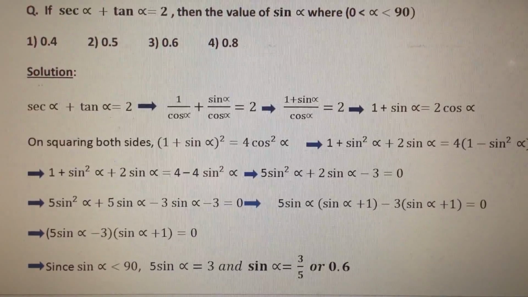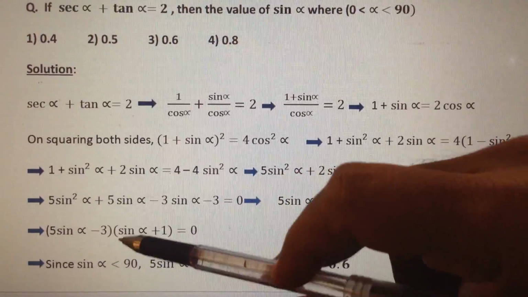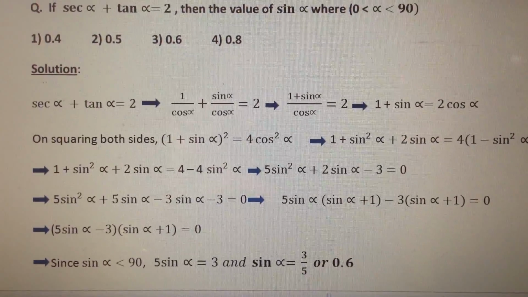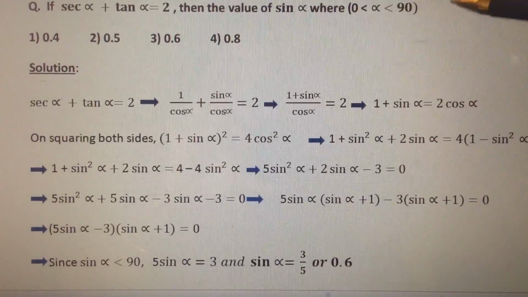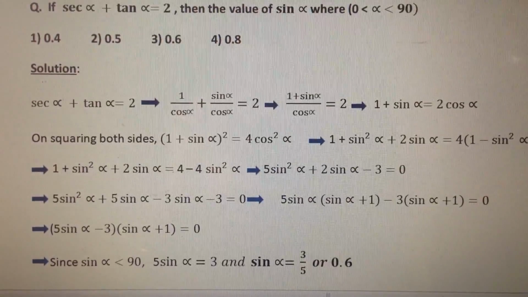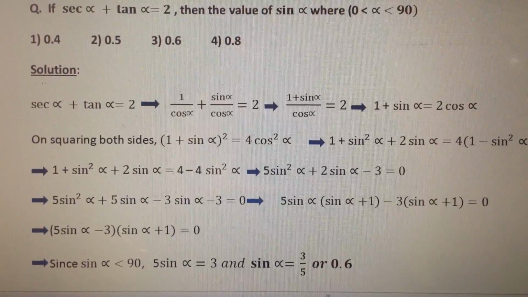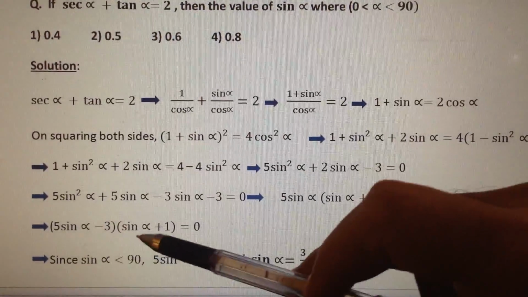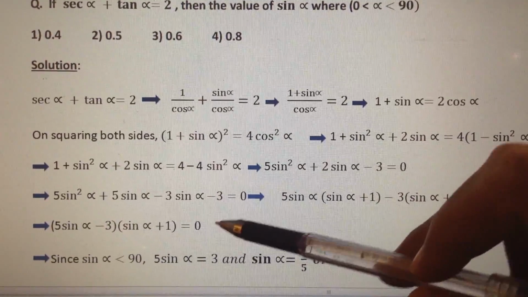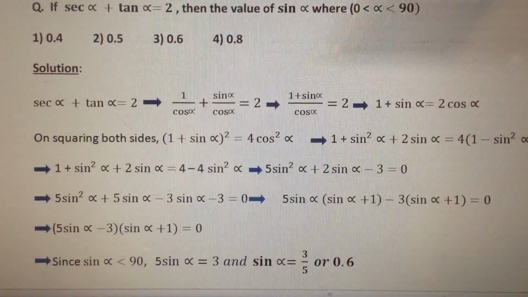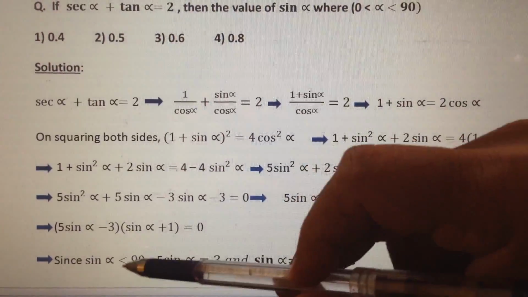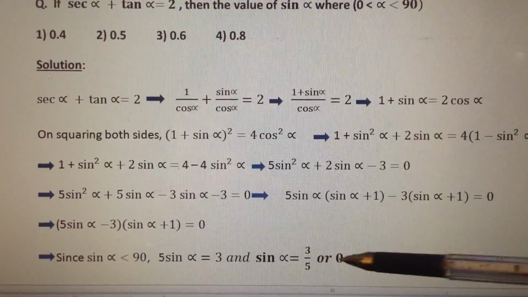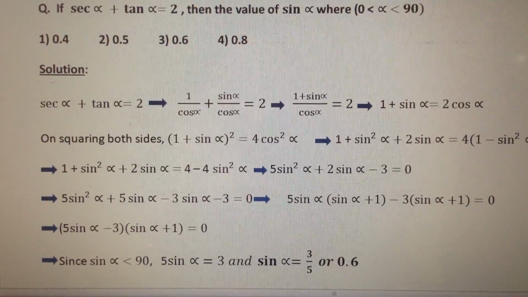On simplification, we get (5 sin alpha minus 3) into (sin alpha plus 1) is equal to 0. Because alpha is between 0 and 90 degrees, sin alpha is always positive between 0 and 90 degrees. Therefore, sin alpha plus 1 is equal to 0 is not possible, because sin alpha cannot be negative. Therefore, 5 sin alpha minus 3 is equal to 0, and sin alpha is equal to 3 by 5 or 0.6.